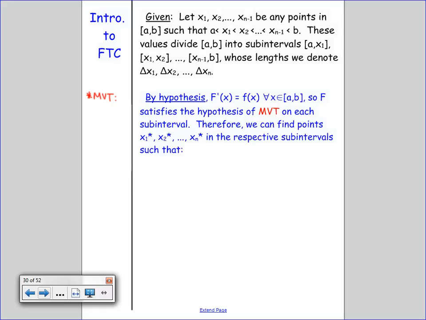What happens as I partition? The areas of our rectangles are getting closer and closer to my curve. So if I want to find the actual area, we've already kind of talked about it, I need to take the limit as the number of partitions approaches infinity.